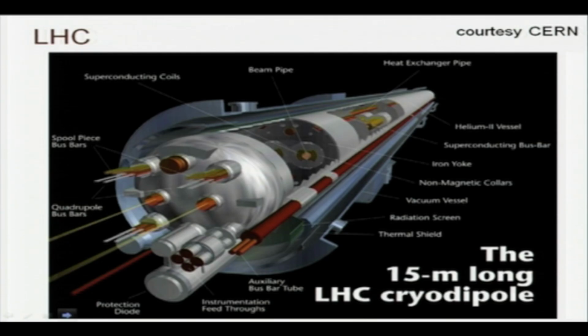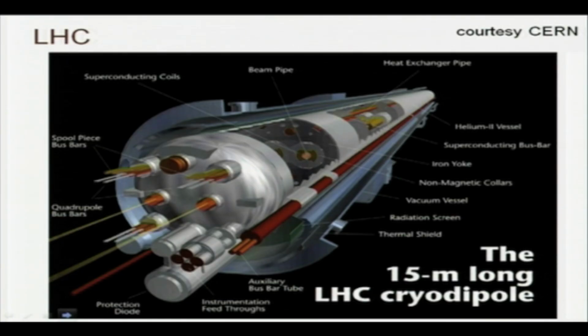There are many of them. A continuous magnetic field is not applied all along the 27 kilometer ring, but it is provided through dipole magnet arrangements. Each of these is a 15 meter long cryo dipole, cryogenically cooled and all those things. There is a lot of technology needed there, and you can see various parts of this, and some of these are technical details, but some of them you can identify.